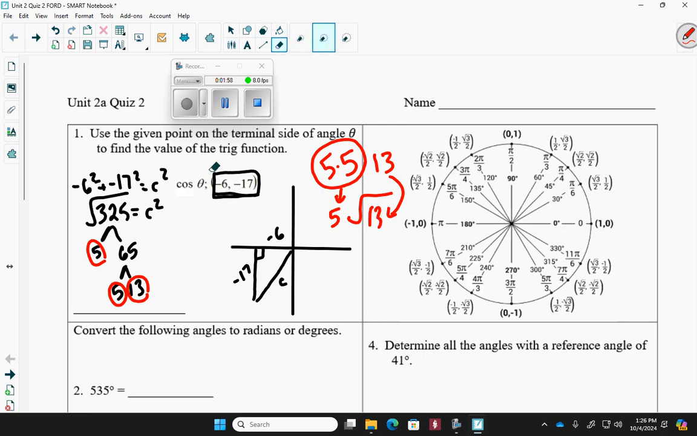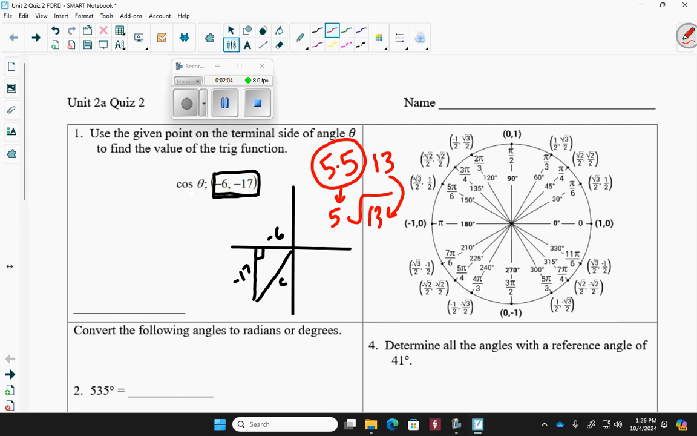All right. So I'm going to have to erase some of this. So feel free to go back and watch it again if you need to. All right, so 5 radical 13.